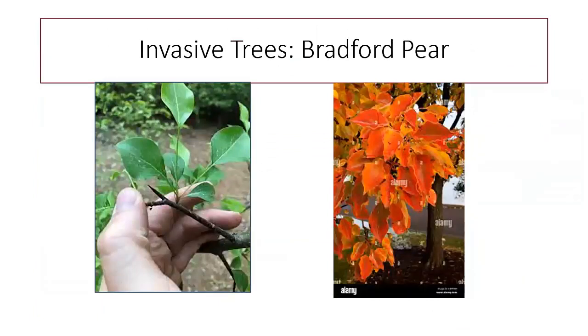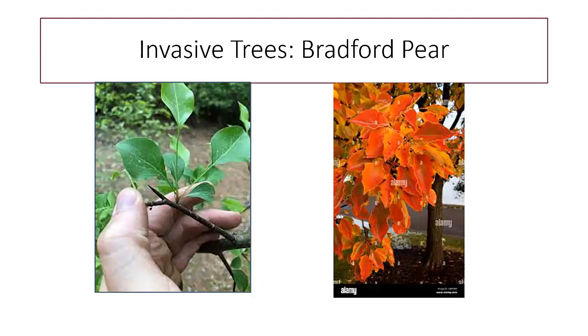The Bradford pear not only blossoms beautifully, but it gets a beautiful orange-red color in the fall. That's what you see in the right photo. Now, on the left, you'll see one of the thorns that can be possible on a Bradford pear, which makes it a little less desirable. But this is just a little bit about the Bradford pear, which is still sold in many nurseries and plant outlets.